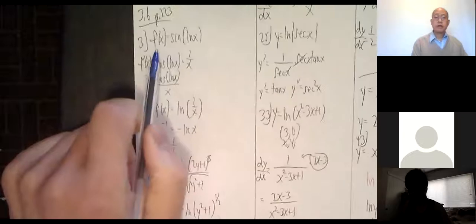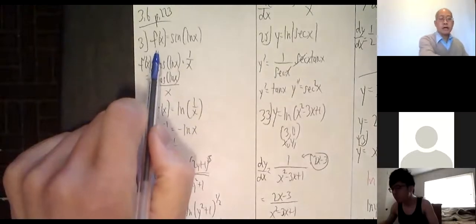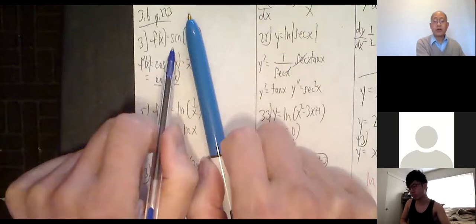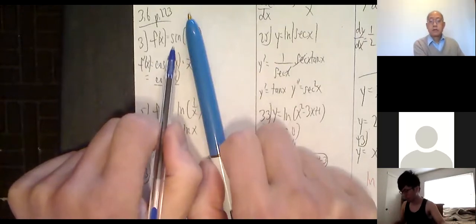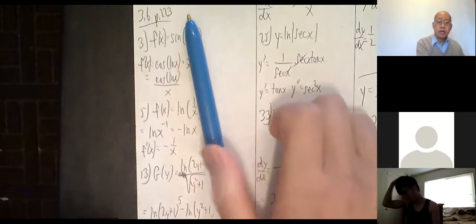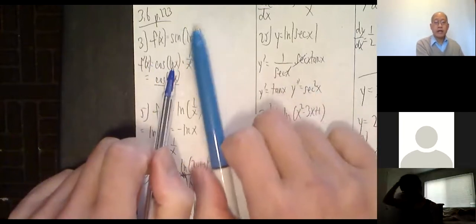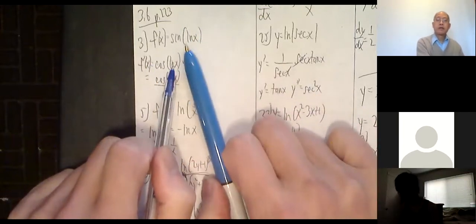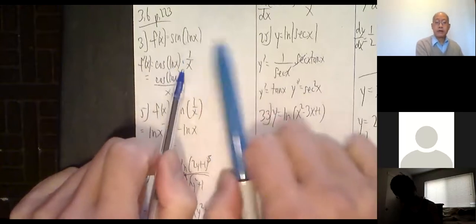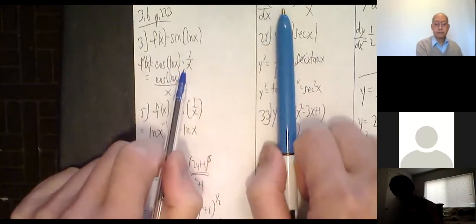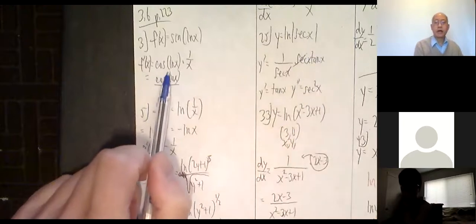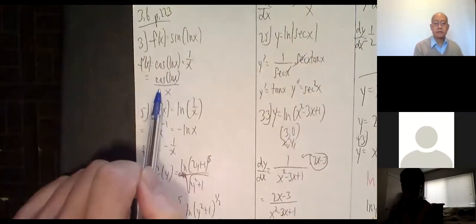All right, now number 3, f of x equals sine of natural log of x. So the outside function is the sine function. Okay? So you differentiate the sine function with respect to the inside. So that's cosine of ln x. And then by the chain rule, it's times the derivative of the inside function, which we now know to be 1 over x. And then the best final answer is to write it like this, cosine of ln x all over x.